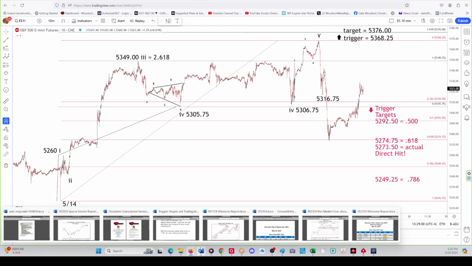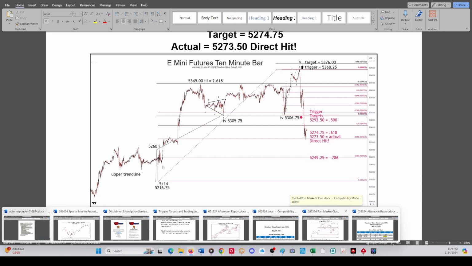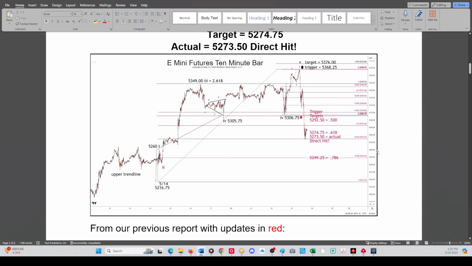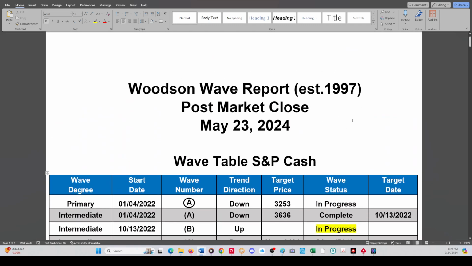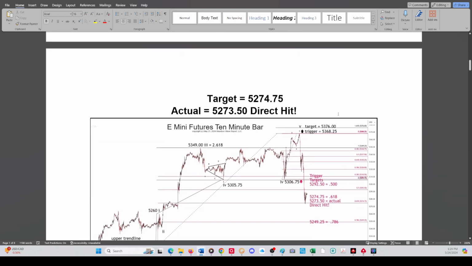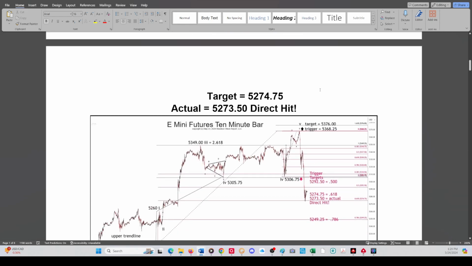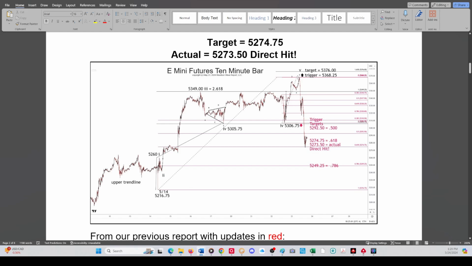And then we can get into the post-market. And here it is. Make sure, yeah, post-market yesterday. There was a 618 retrace target, and there was a direct hit within a 1.25, I believe it is, right there. So there was our trigger and targets. That one was activated, and that one was achieved. Had a lower one down there at 786. So that's what's going on there.